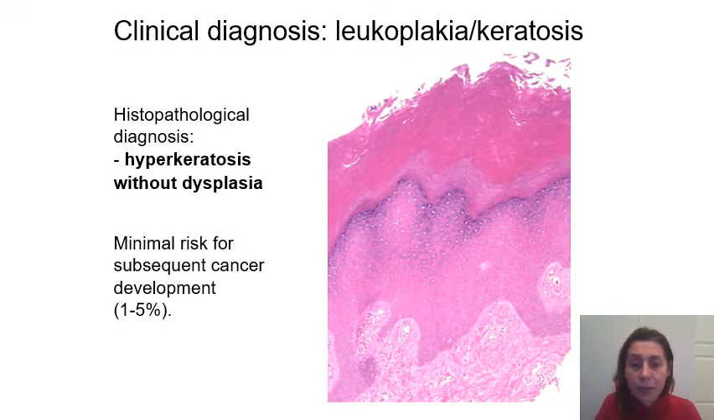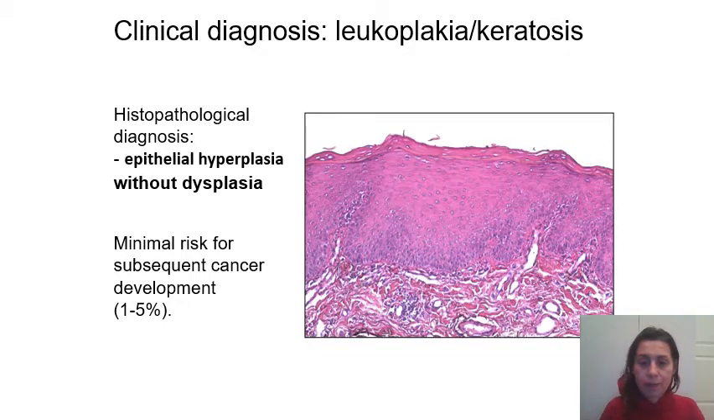Here is one example. The clinical diagnosis was leukoplakia or keratosis. The histopathological diagnosis is hyperkeratosis. As you can see, there is an increased layer of keratin, but the architecture of the epithelium is otherwise quite regular. The cells are quite uniform. So this lesion doesn't present any signs of dysplasia, and it carries a minimal risk for the patient to develop cancer.